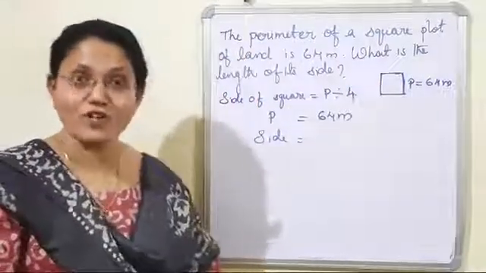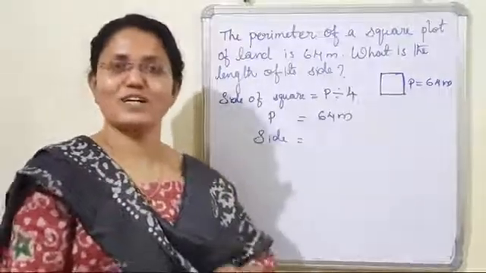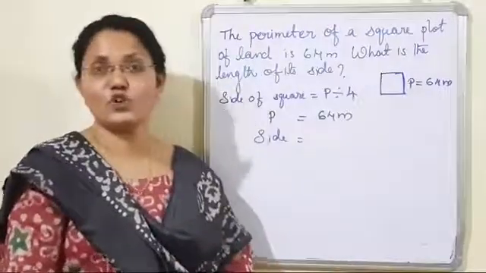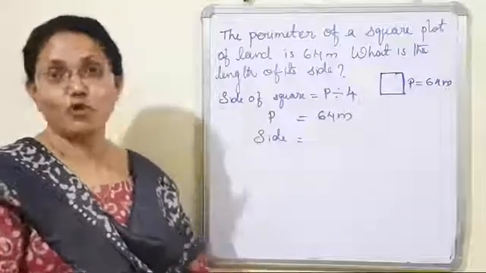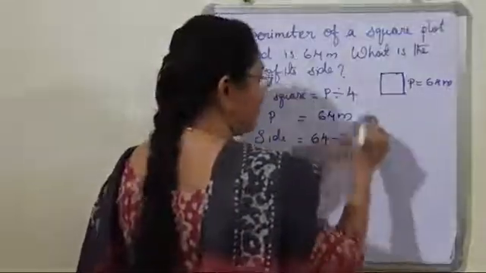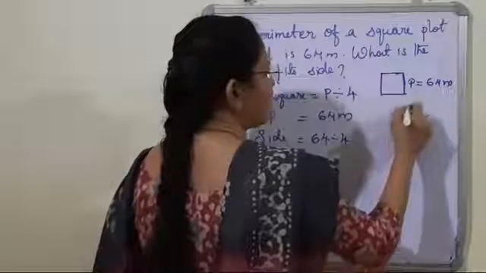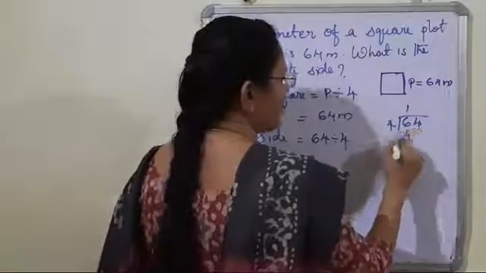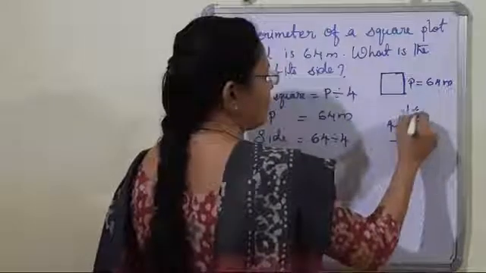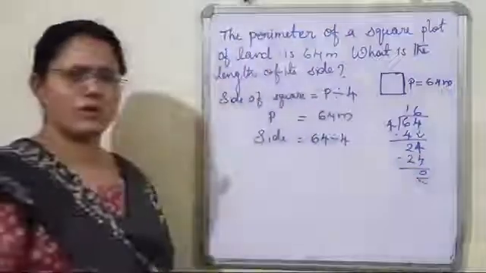The sum of 4 sides. So to find one side, what to do? From the total, divide the total length of the plot by 4 sides. That is 64 divided by 4. We can divide 64 by 4. 4 and 6, 1 time, 1 4 is 4, subtract, 2 is there, bring down 4, 4 and 24, 6 times, that is 24 itself. Therefore, what is the side of the plot?